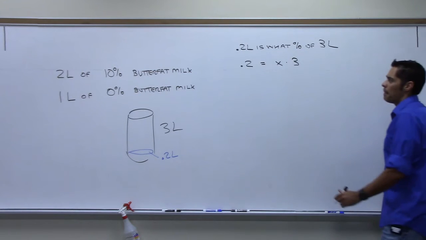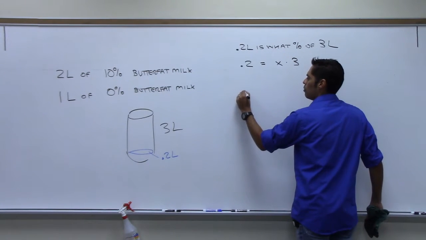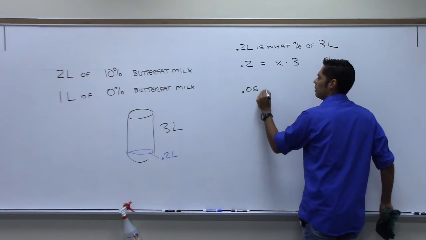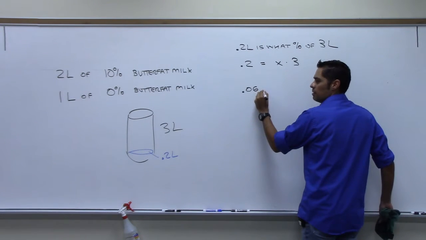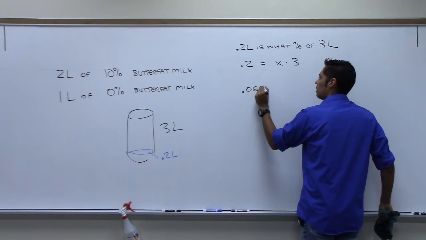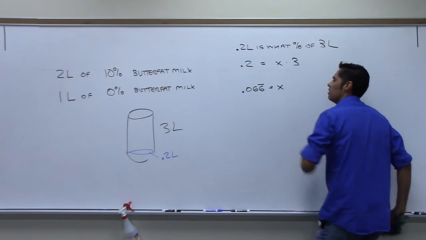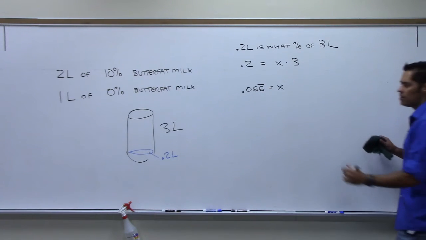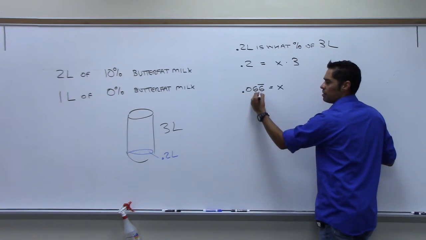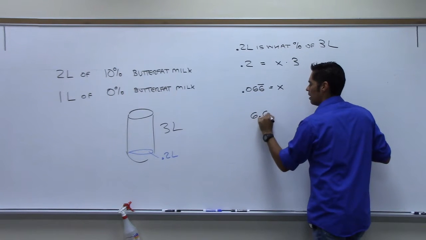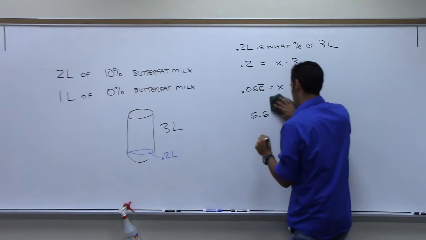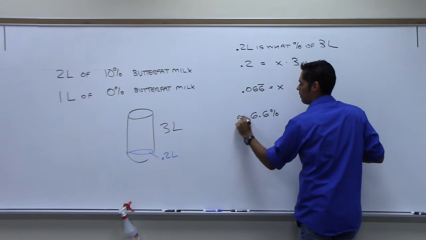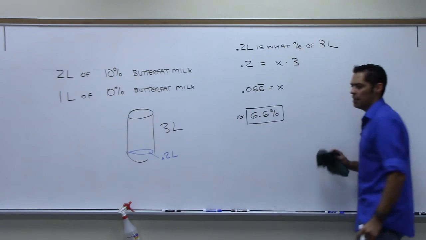What do you get? 0.06. Close enough? 0.666, repeating, equals X, which means convert that to a percentage, 2 places to the right, 6.6 percent, right? Approximately 6.6%.